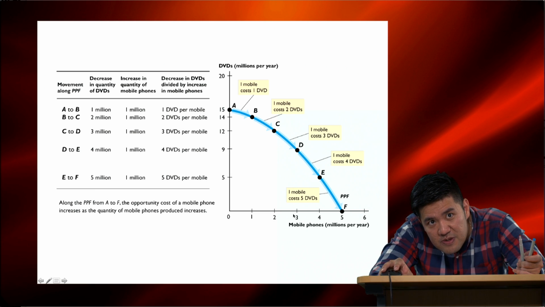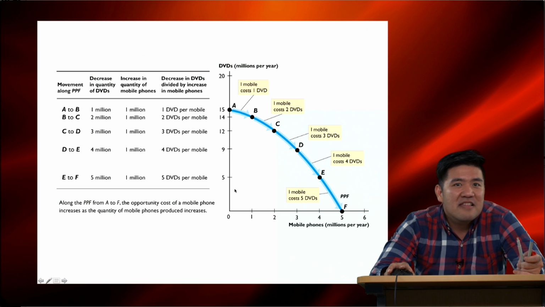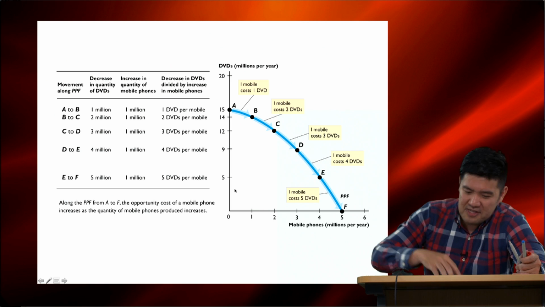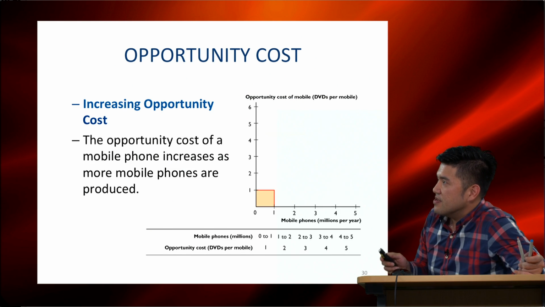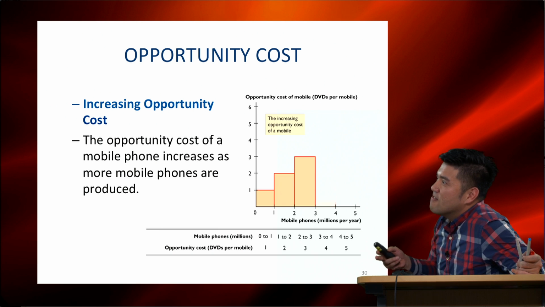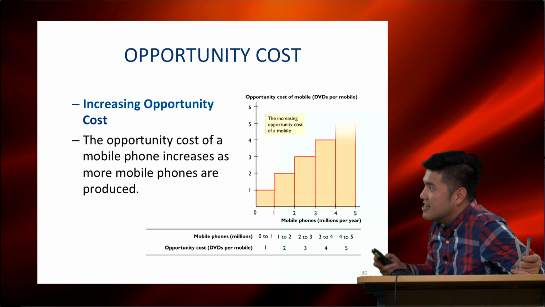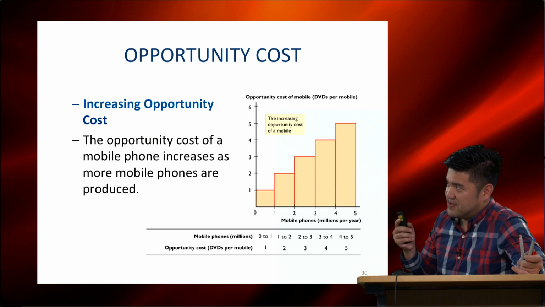2 to 3. You want to get one more unit of mobile phones. Now you are giving up how many, guys? You are giving up 3 DVDs. 12 goes down to 9. Okay? We call that increasing opportunity costs. Or to put it simply, the opportunity cost of a mobile phone increases as more mobile phones are being produced.